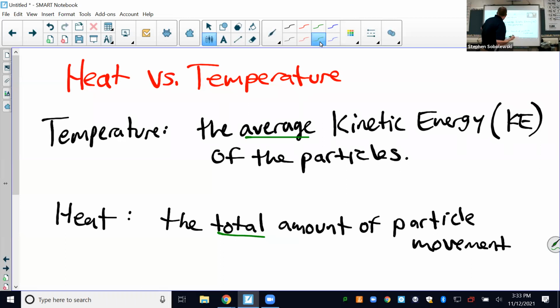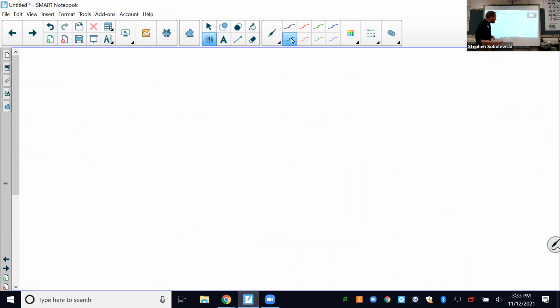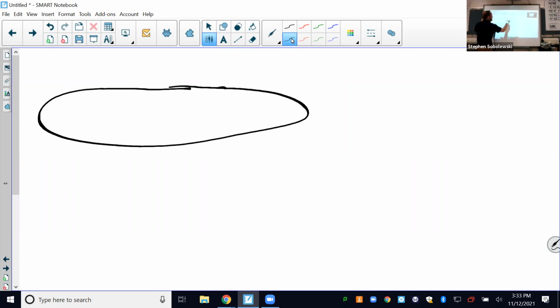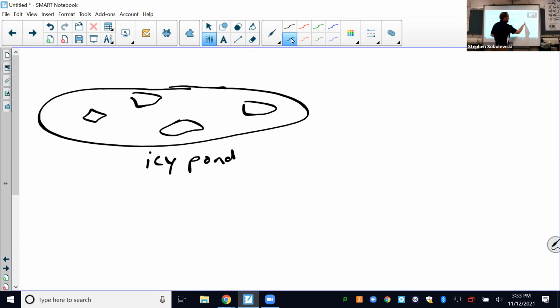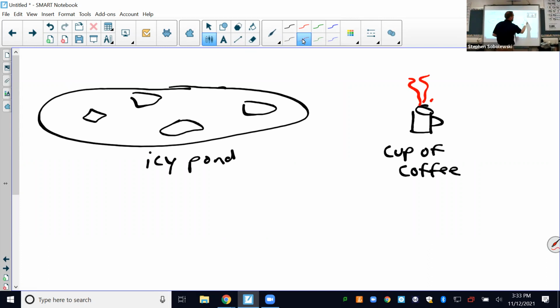And to give an example here, I like to talk about an icy pond. Okay, icy pond. Let's literally picture there's ice chunks floating in it. Icy pond and a cup of coffee. Okay. Cup of coffee in an icy cold pond. So which one of these has a higher temperature? Well, it's obvious. The icy pond has a lower temperature and the cup of coffee has a higher temperature.